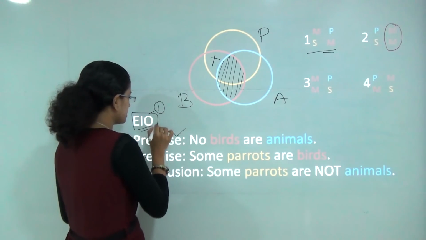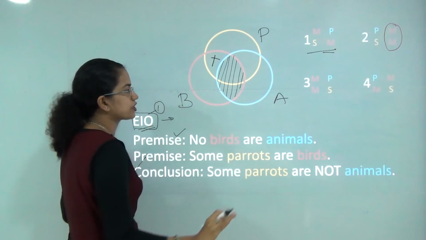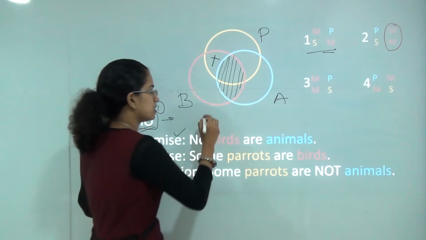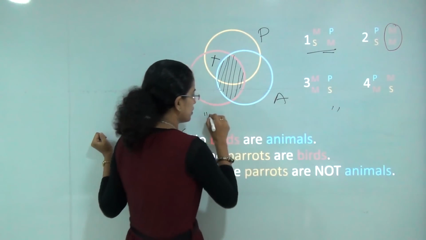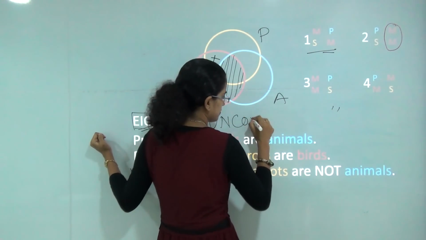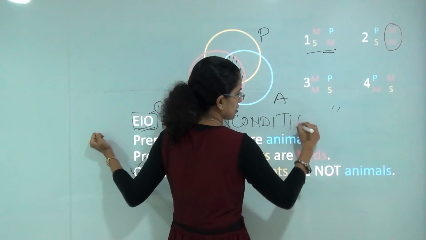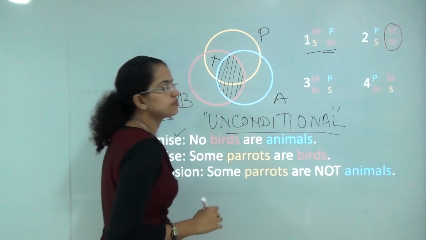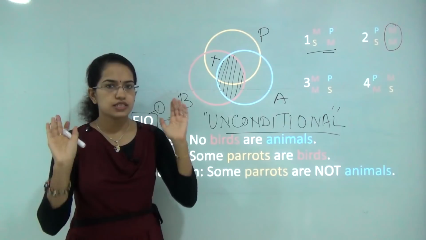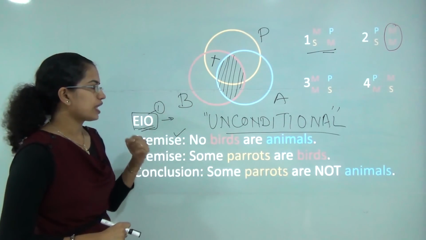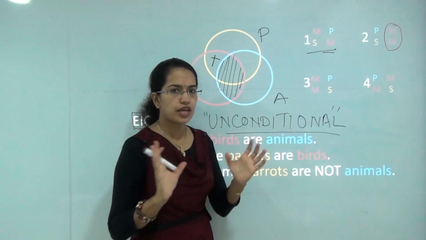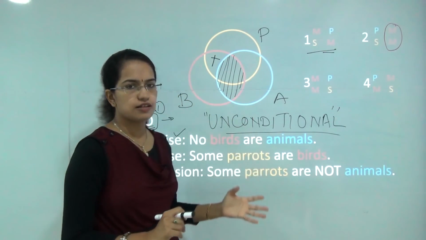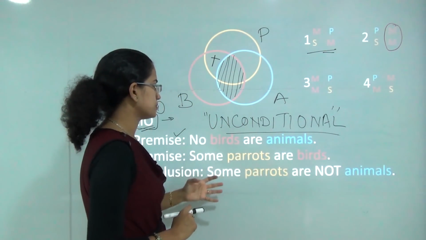So EIO is a unique example where all the 4 cases will come to be true. Today whatever we have discussed falls under the category of unconditional cases. In the next class on syllogism, we would be talking about just the conditional cases, and we will see how things vary and what factors we have to take into account while talking about conditional factors or conditionally valid forms.